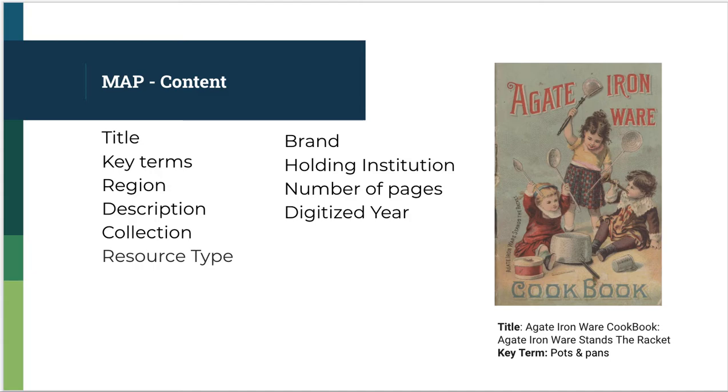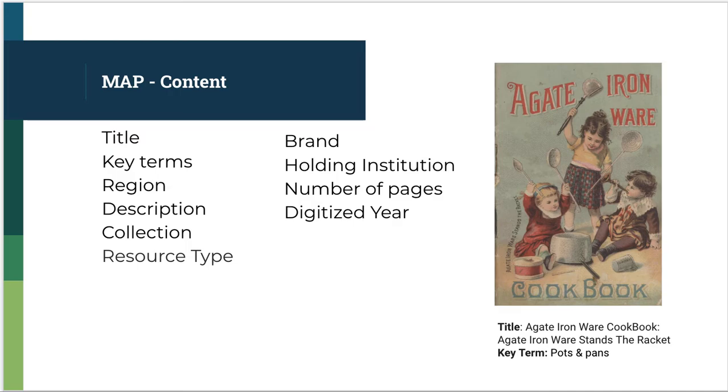So my first category is content, and in my content I have title, keywords, region, description, collection, resource type, brand, holding institution, number of pages, and digitized year. The title element describes the title of the record.